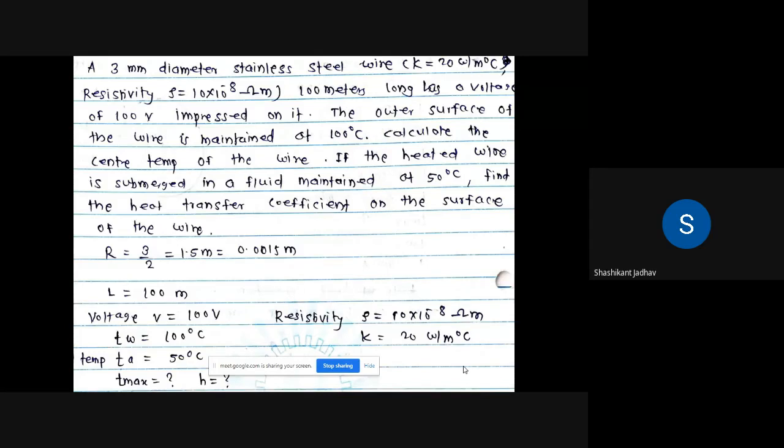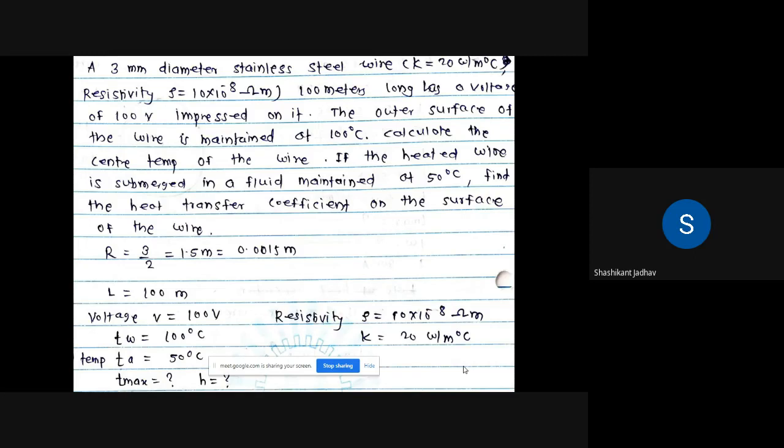Write down: a 3 mm diameter stainless steel wire, in bracket K is equal to 20 watt per meter degree Celsius.